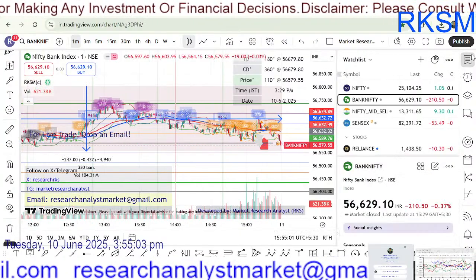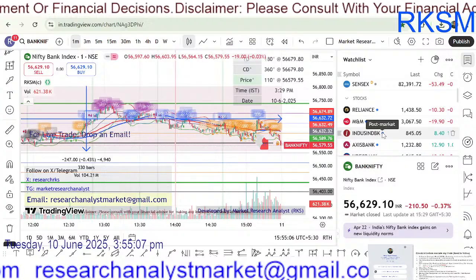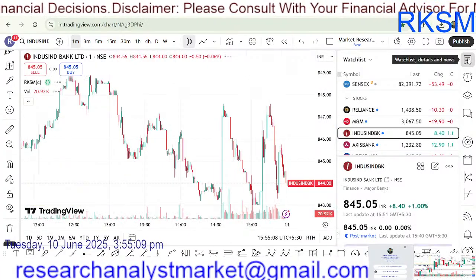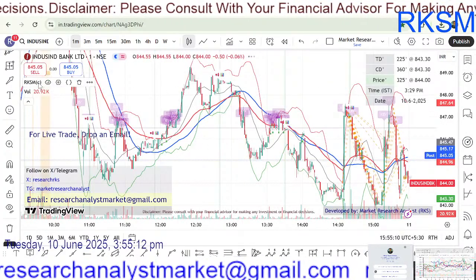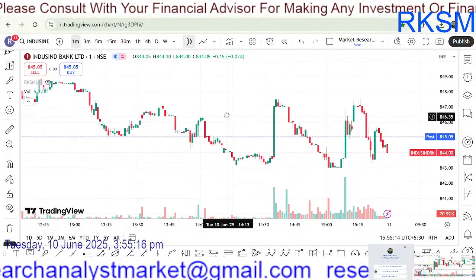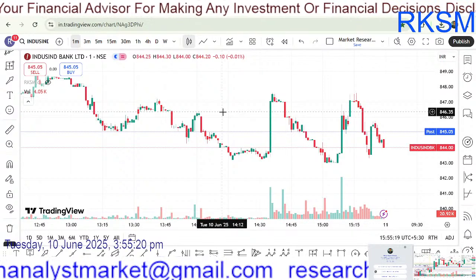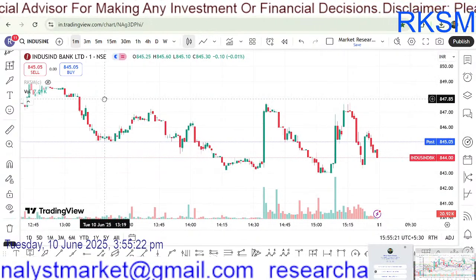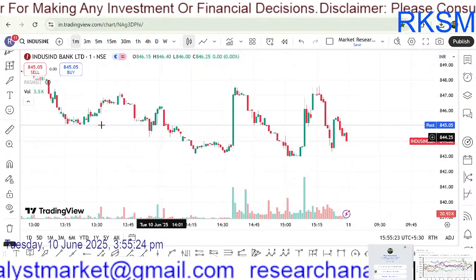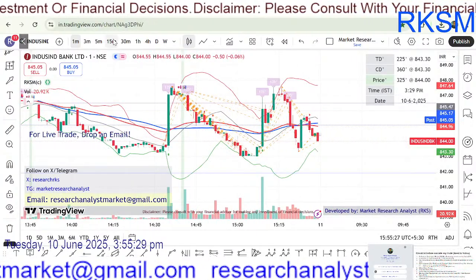Okay, so suppose these are the two indexes. I want to show another. Suppose today we can look at IndusInd Bank. I just switched off my model. So you can see this is today's IndusInd Bank, a stock we can also analyze with the help of our design model. If you switch on our design model, you see here what happened today.